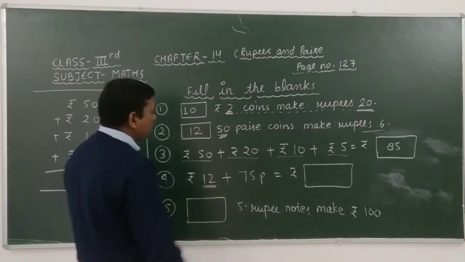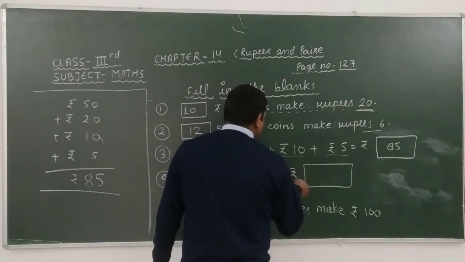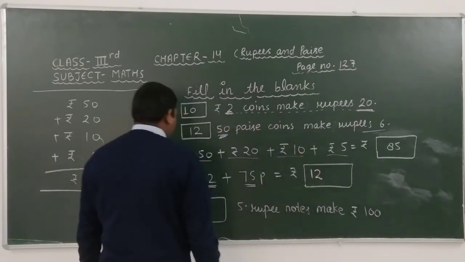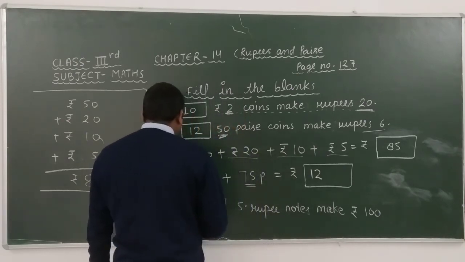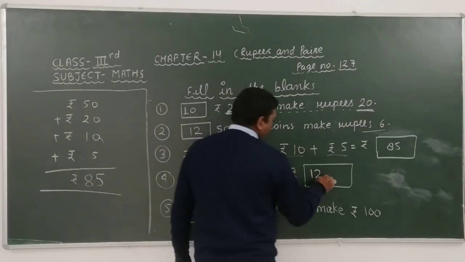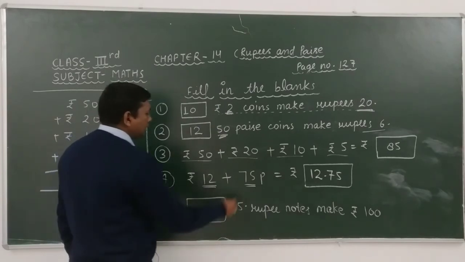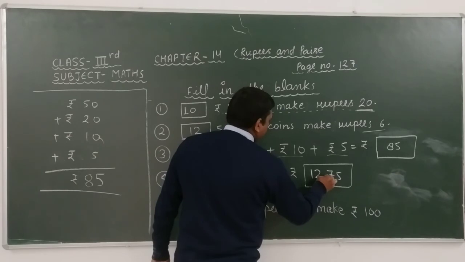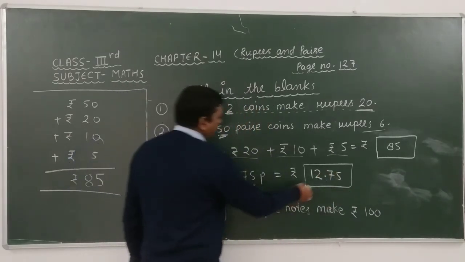Okay students, similarly, look here carefully. Here 12 rupees and 75 paise are given. Then we can write this in the form of a decimal point. It means that rupees 12 plus 75 paise is equal to rupees 12.75. We take 75 after the decimal point and 12 before the decimal point.